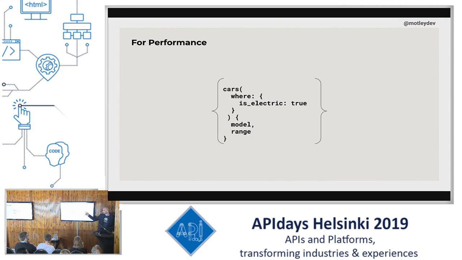This is an example of a GraphQL query, where you're able to say centralized content hub, and then I can query the data that is specific to what I need. So cars, where the car is electric, the model, and then the range. Working with a centralized place gives you access to data in a very handy way.